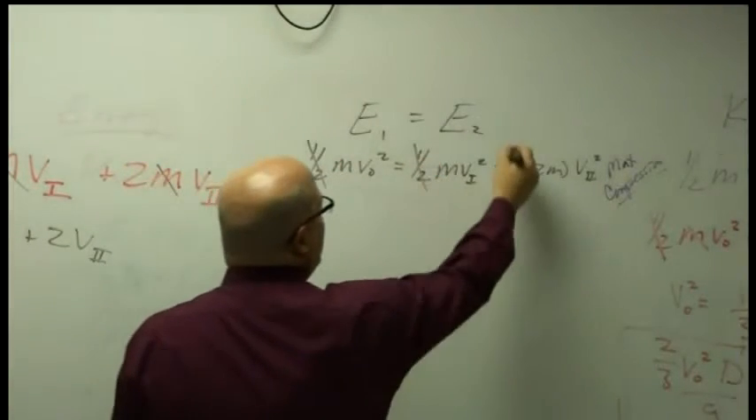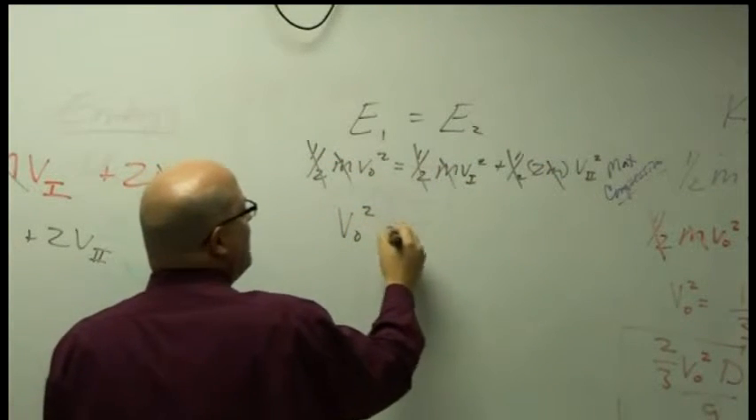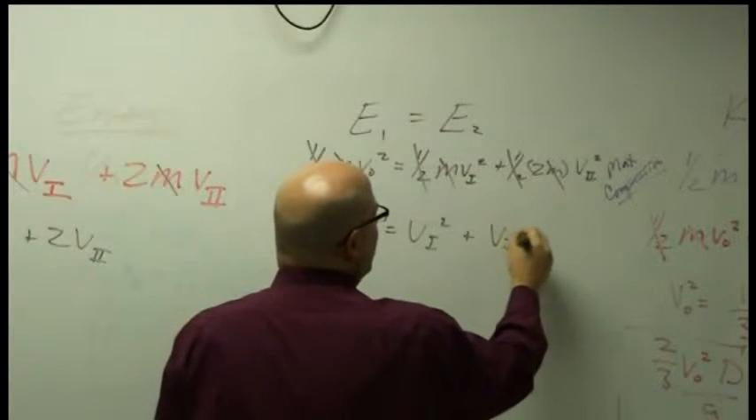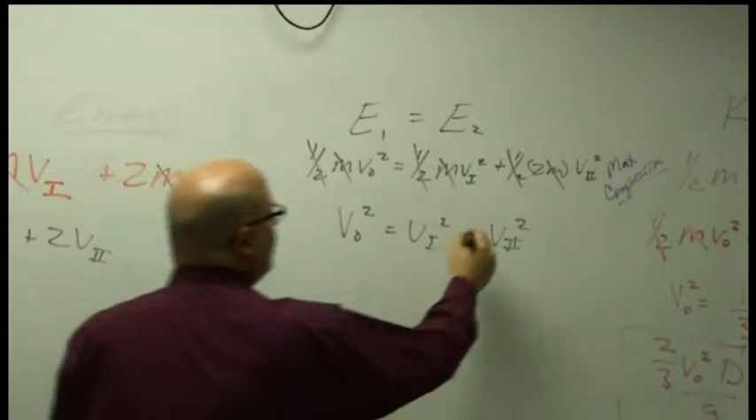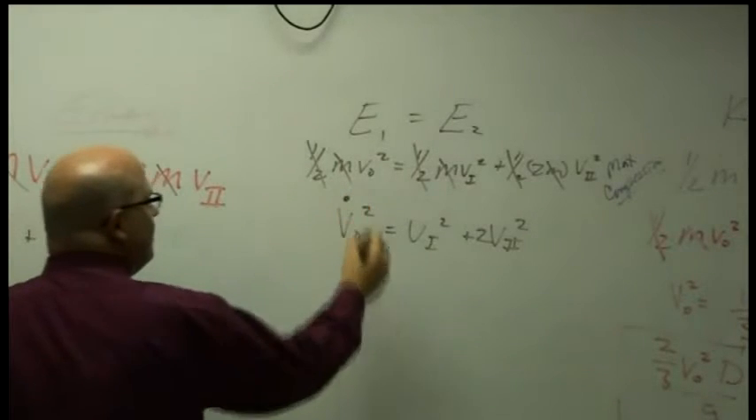Halves go away, m's go away. I'm left with v naught squared equals v1 squared plus 2 v2 squared. With a 2 in there. Would have got it wrong again. All right, so there we go. So now we know this. So we have a system of equations.